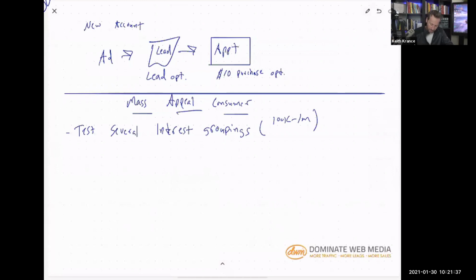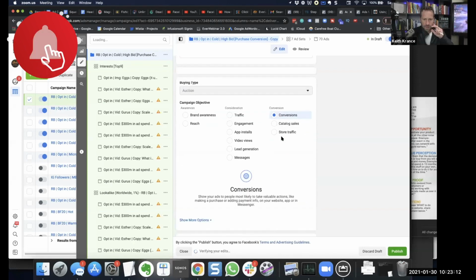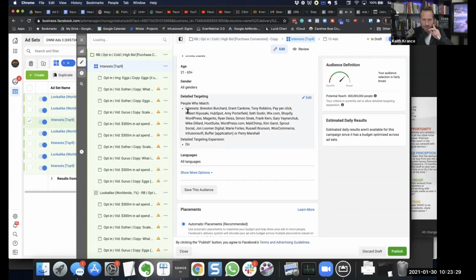So I would test several interest groupings. I'll pull up my Ads Manager here and pull up targeting while we're doing this too. Okay, so this is a bunch of interests together that we have here. If I was just starting out, this is brand new, this is not what I would do. I would maybe start testing this down the road a little bit, maybe even a couple weeks in, depending on how much budget we had, maybe right away.